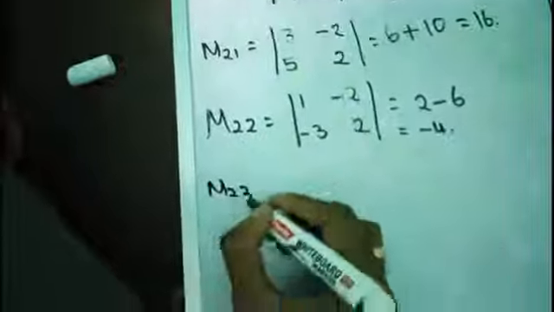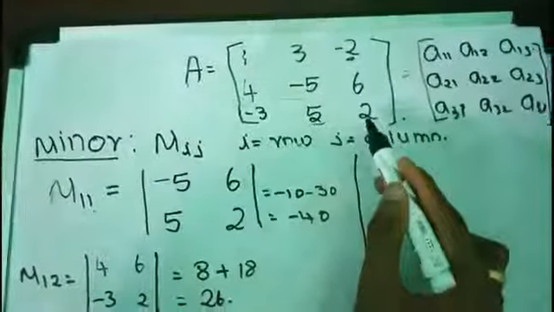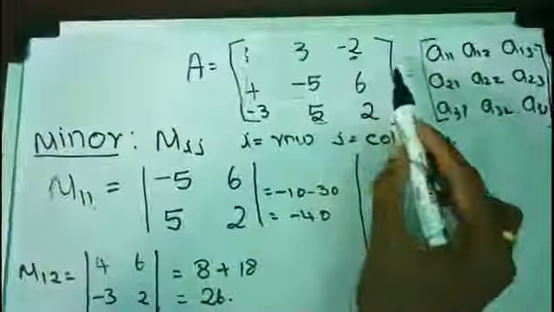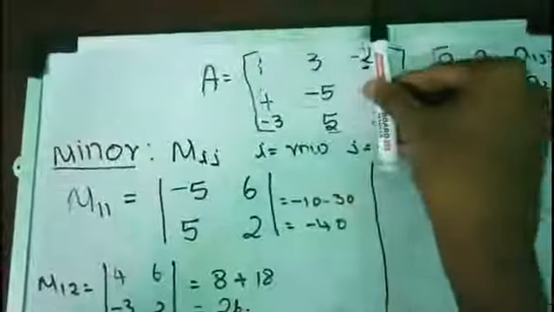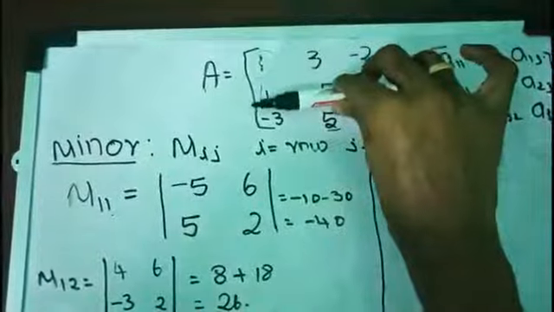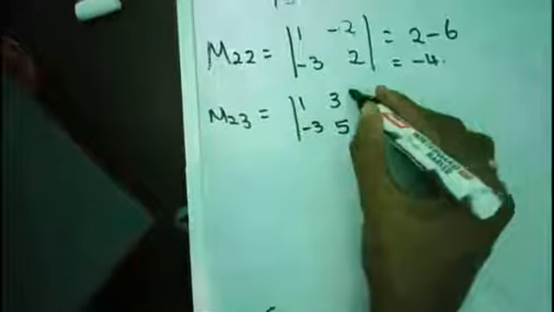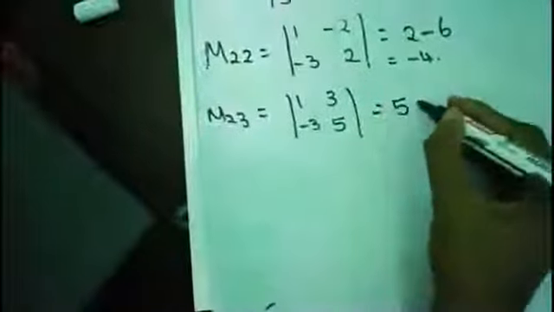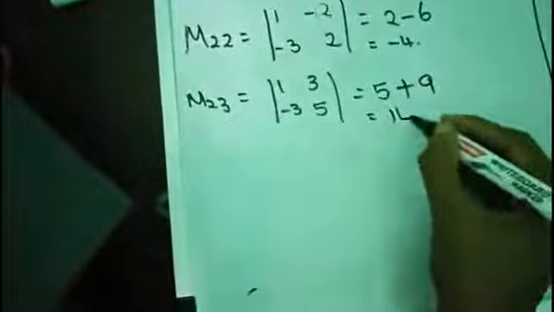Same thing M23, second row, third column. The intersecting point is 6. Hide this column and this row. What will be left is 1 3 minus 3 5. 1 5s are 5, minus into minus plus 3 3s are 9, which is equal to 14.